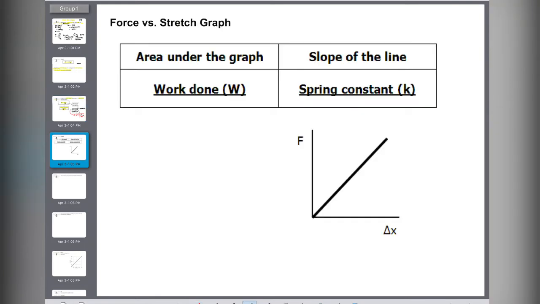All right, so we have a force versus stretch graph. Kind of similar to when we were doing the displacement graph and stuff like that. Basically, every time they have a force versus delta X graph, if they would like you to find work done, you find the area. If you want to find the spring constant, you find the slope of the line. So you have to read the question carefully. That means you need to have this in your study notes, right? If they give you a graph and they want the spring constant, you calculate the slope, okay?